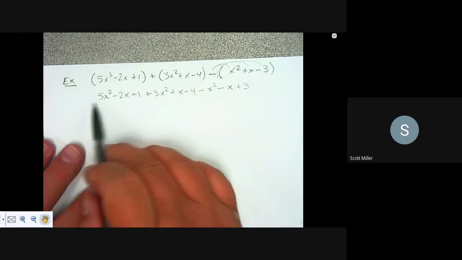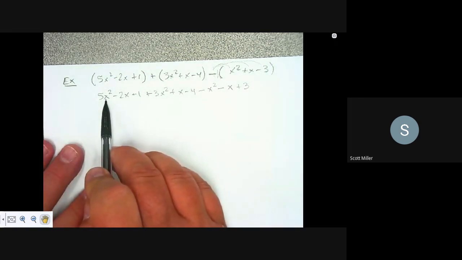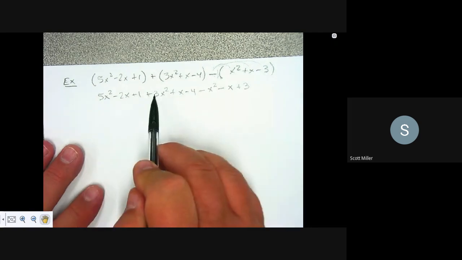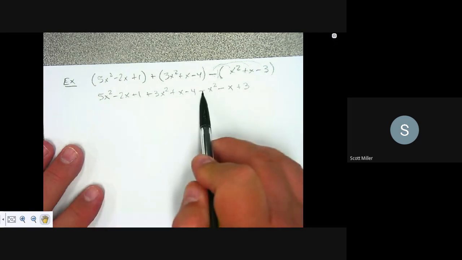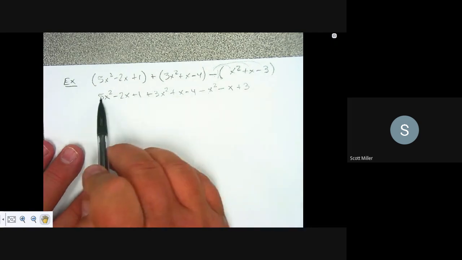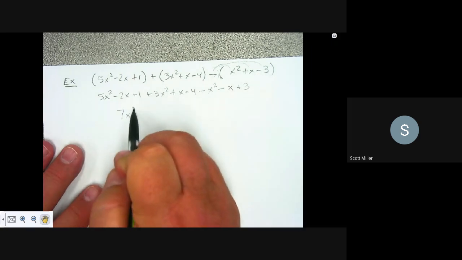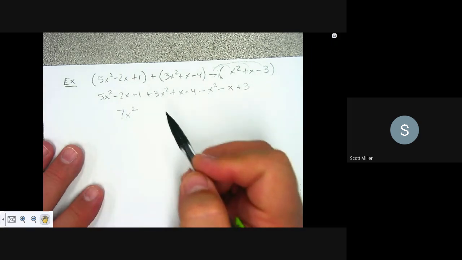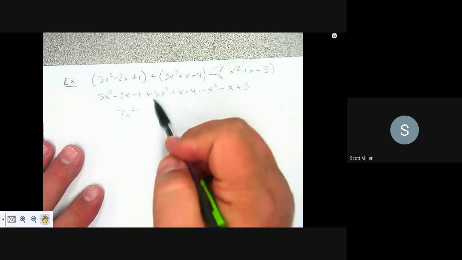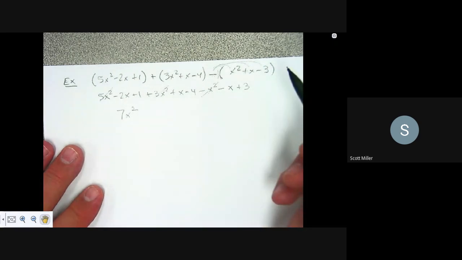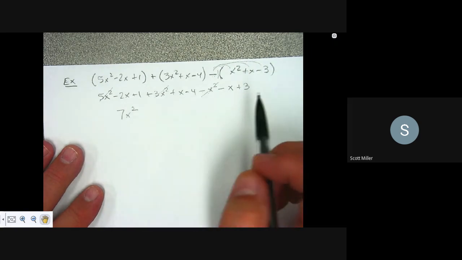So ignore everything else and just look at the x squareds. I got 5x squared plus 3x squared minus 1x squared. So that is 8 minus 1, which is 7. So I have 7x squared. Some people will go through and just cross those out so they don't look at them again once they've combined them. And you can do the same or not. It depends on your preference.